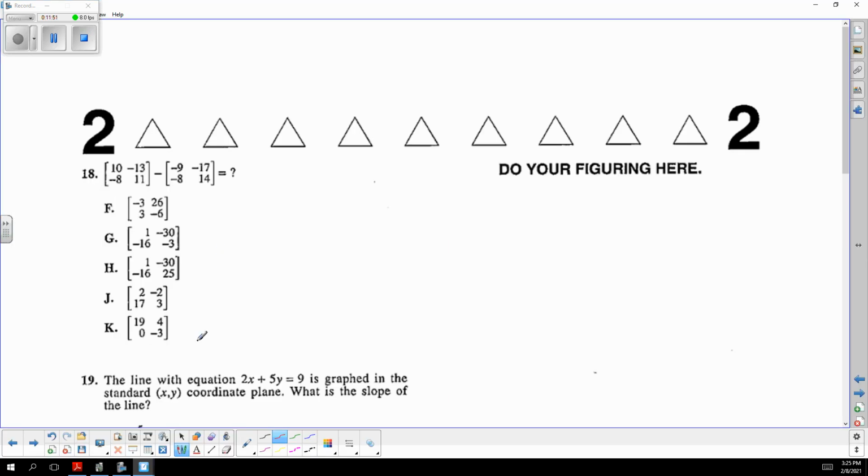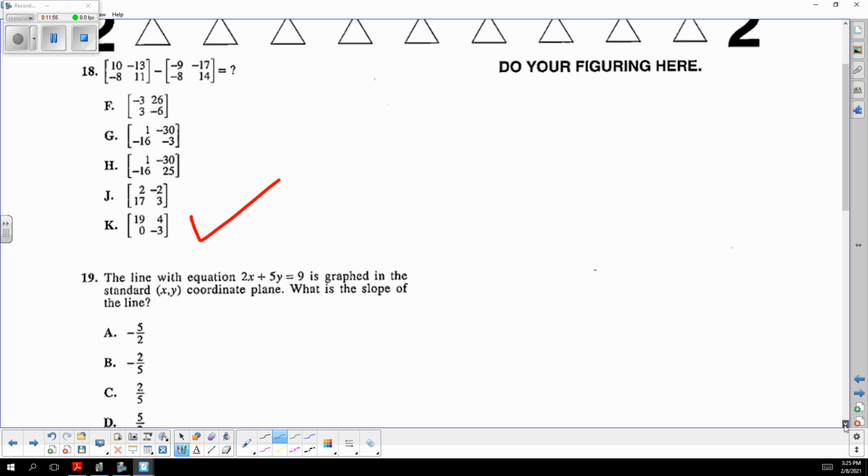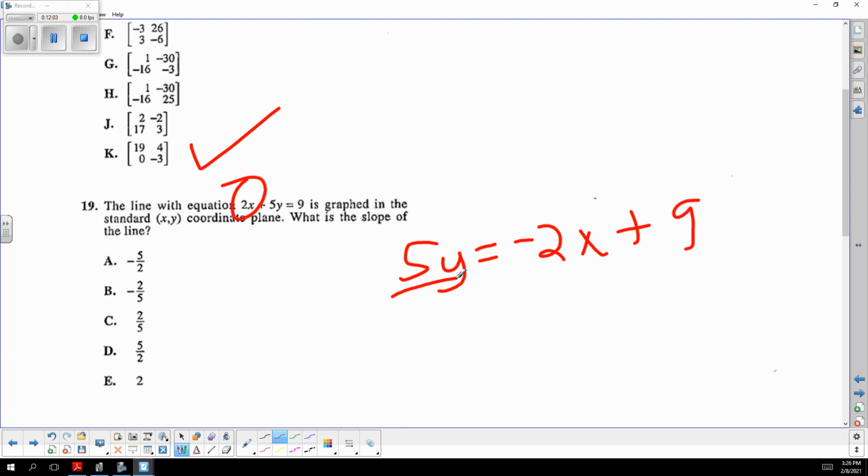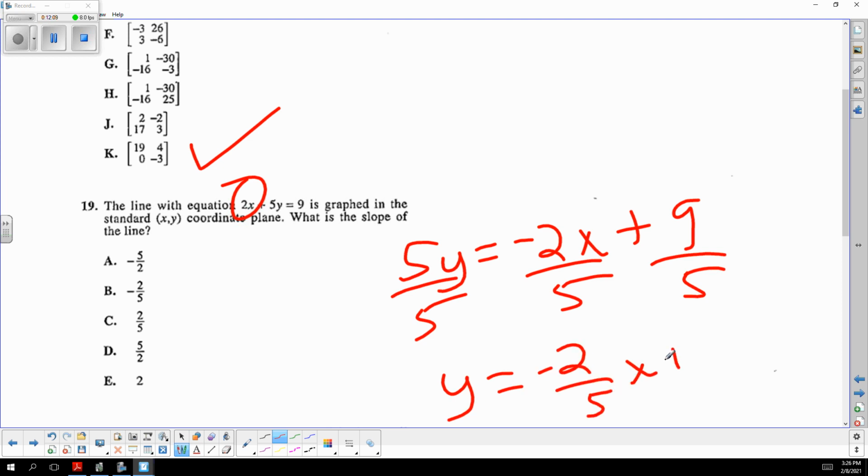Pretty cool, huh? People look for a program here, but it's solved for y. So 5y is negative 2x plus 9. I'm tossing him out and dividing by 5. Now, where's the slope? y equals mx plus b. So the m is sitting next to the x, and you get negative 2/5. Answer is B.